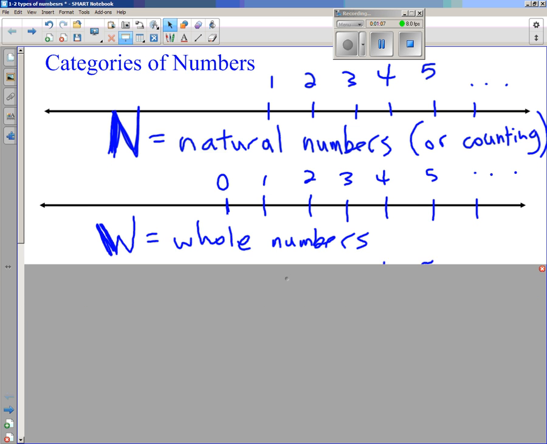Whole numbers. We use W for whole numbers. It's everything within the natural numbers, but then also zero. It's the only difference, right? Whole numbers include zero, natural numbers do not. That's literally the only difference.